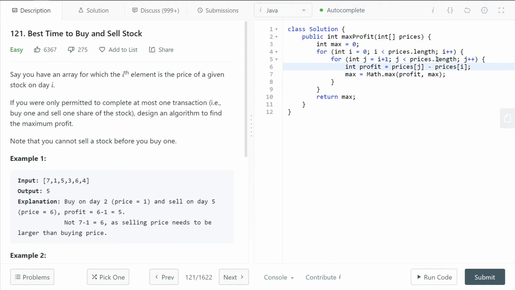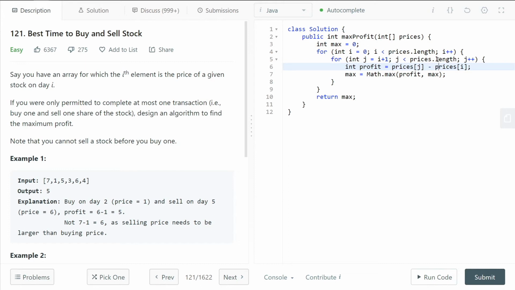So we'll go through our first example and we'll store our profit, which we calculate by subtracting the price of the stock that we're selling, in this case 1, with the cost that we took to buy the stock, which is 7, giving us a net profit of negative 6.